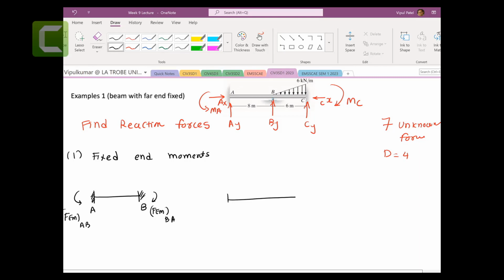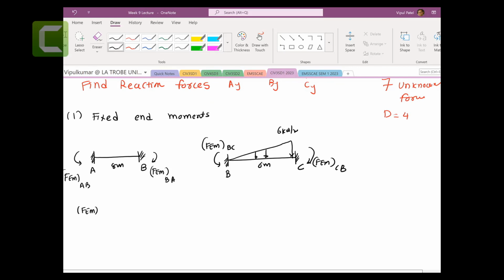And for BC, let's say we fix B and let's do the C here. And you have this loading, which is 6 kilonewton per meter, and the length is 6 meters here. So the fixed end moment for this one is BC, and the fixed end moment for CB. Here, the fixed end moment for AB is equal to 0. Fixed end moment for BA is equal to 0 because there are no forces coming here. So therefore it is 0. In this case, fixed end moment for BC.